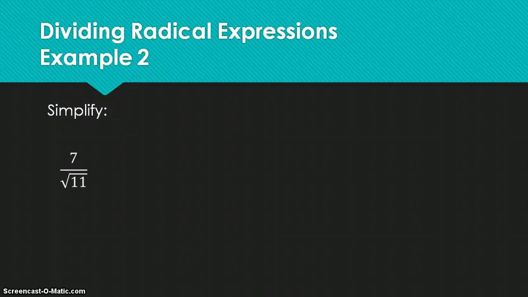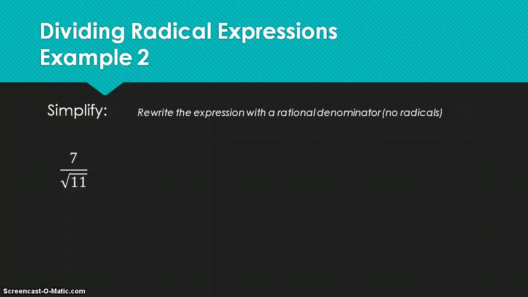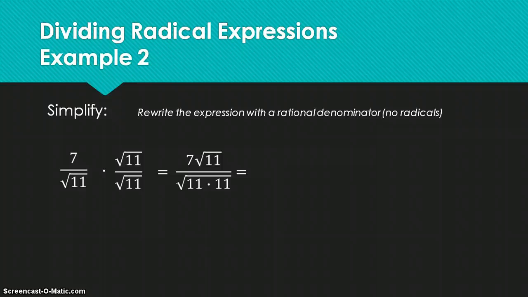The second example I'm going to do is 7 divided by the square root of 11. Again, I want to rewrite the expression with a rational denominator, which means no radicals in the denominator. To do that, I multiply by the square root of 11 divided by the square root of 11, and then we just multiply fractions. We multiply across the top. So I have 7 times the square root of 11 divided by the square root of 11 times 11, which gives me 7 times the square root of 11 divided by the square root of 121, which when I simplify is 7 square root of 11 divided by 11.